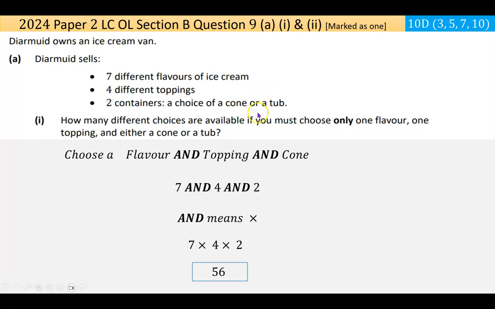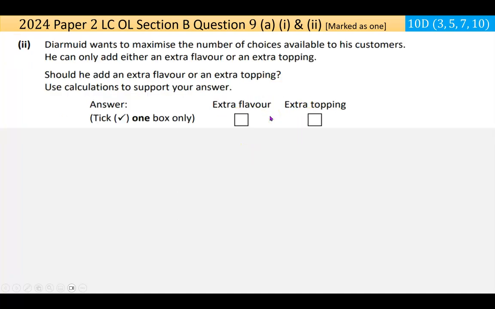Now, there is an or here. In probability, or means add. But there's one choice or one choice, so one choice plus one choice is 2 choices. So the or there is kind of unnecessary. You might overthink it, which is a problem I often have with probability.